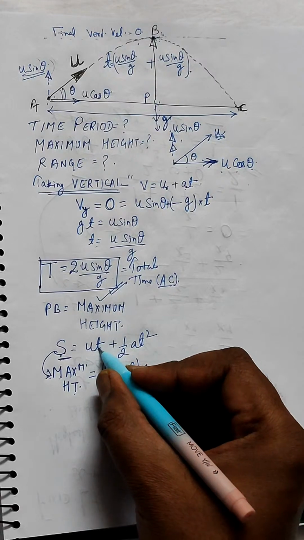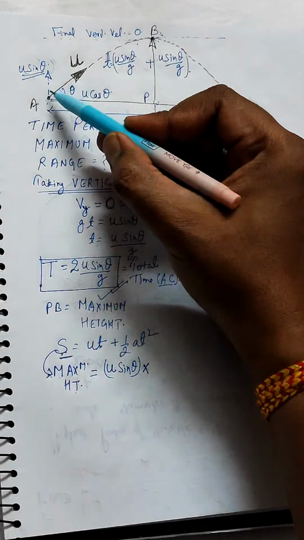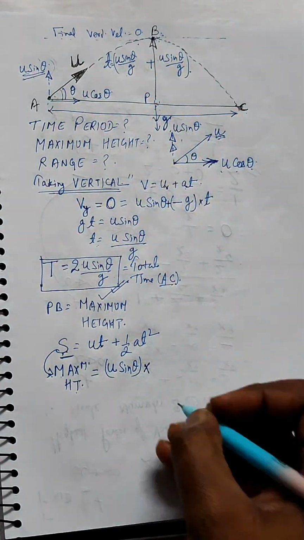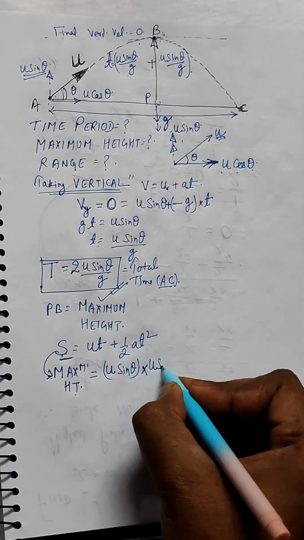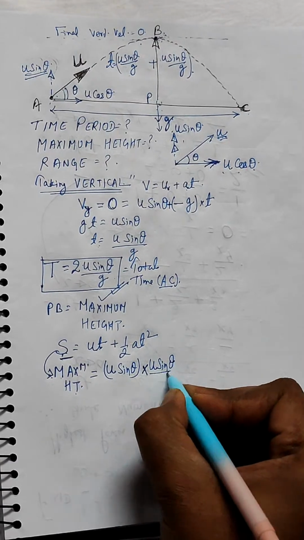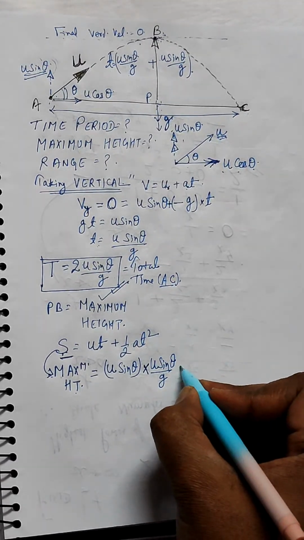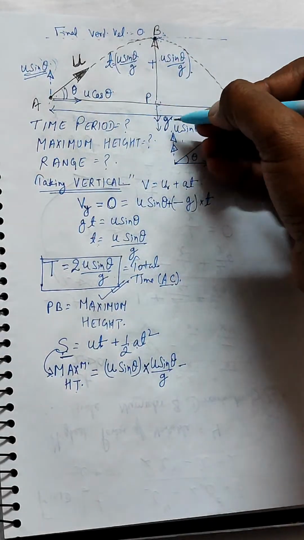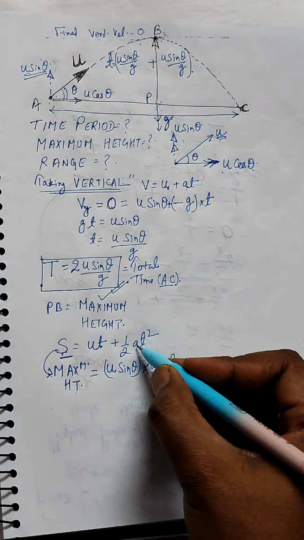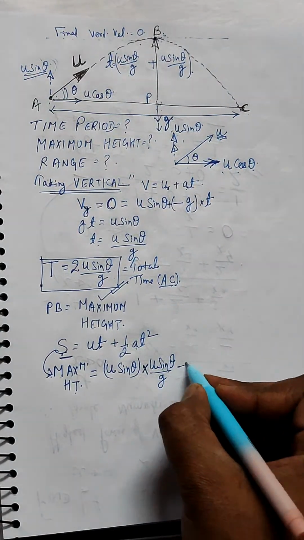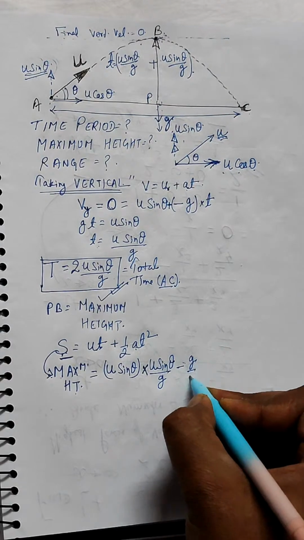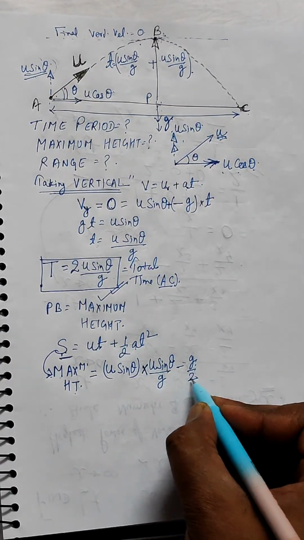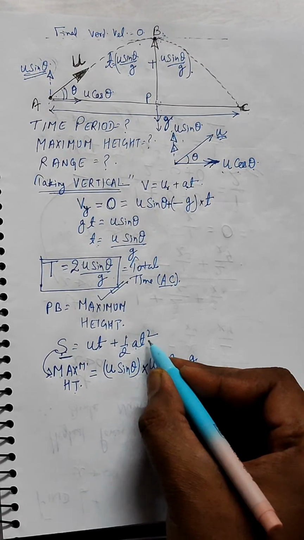T, this is a small t, mind it. That means the time taken from A to B. This is u sin theta by g you will be taking. So u sin theta by g plus half at square. Since a is acting against the vertical motion and acting downward, the a will be minus, right? So minus g by 2, a will be g and 1 by 2, minus g by 2 into t square.